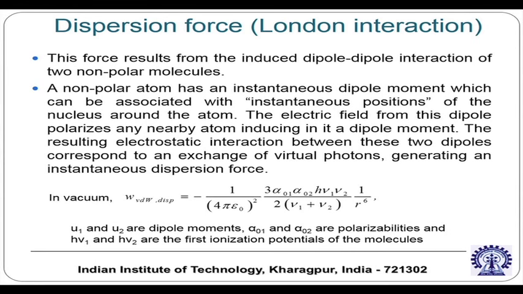A nonpolar atom has an instantaneous dipole moment, which can be associated with instantaneous positions of the nucleus around the atom. The electric field from this dipole polarizes any nearby atom, inducing in it a dipole moment. The resulting electrostatic interaction between these two dipoles corresponds to an exchange of virtual photons, generating an instantaneous dispersion force. So, it is an instantaneous phenomenon, but effectively this is also dipole-dipole interaction, and it scales with 1 by r to the power 6.